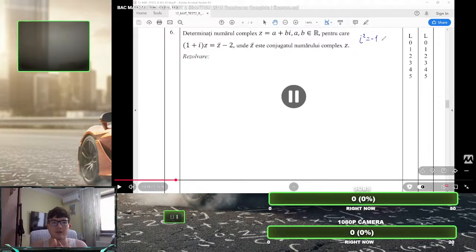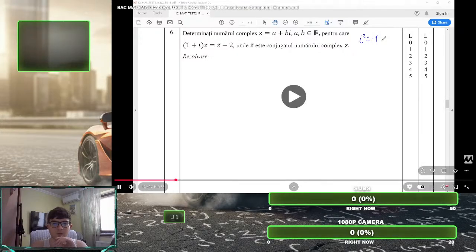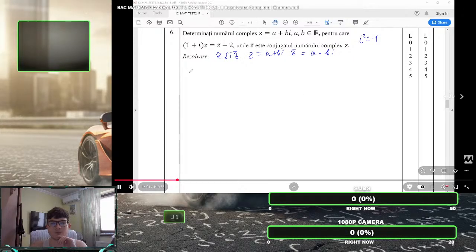Now work on this exercise 6 right here. We have a complex number z, for which this holds. And z with a line on top, you know, is a minus bi. And i to the second power is -1. I know how to solve this stuff. Should I just skip this stuff anyway? Reinforcing the foundation and so on. You got that, you got this.